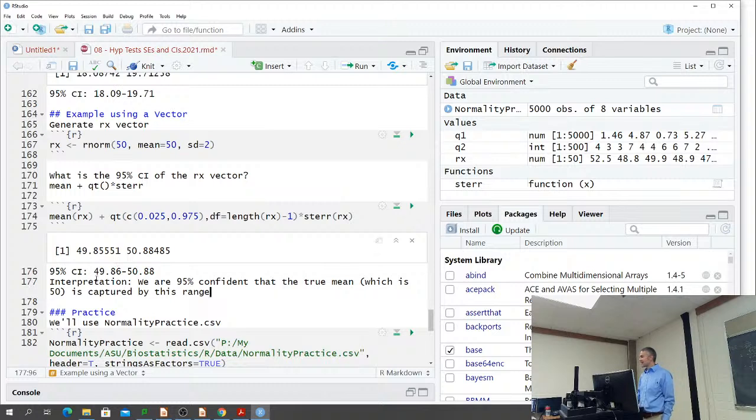Did anyone's range not capture 50? Got really close to not capturing 50. All right, so I'm going to try this again. Yeah, I captured that time. So on average, if I were to repeat this 100 times, I should average about 5 of my random samples that will generate a confidence interval that does not include 50. That's the idea of a 95% confidence interval, and why we say it the way we do.